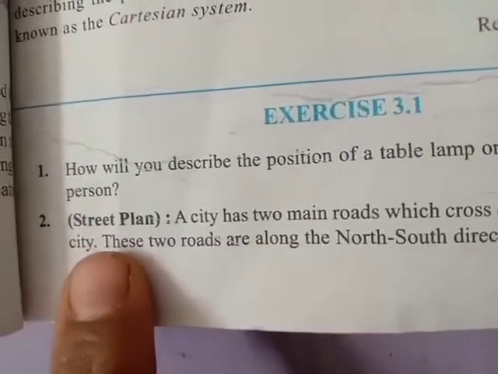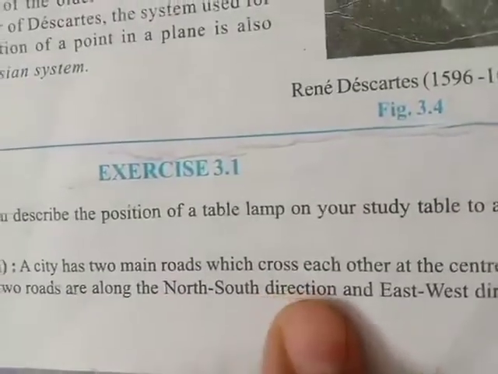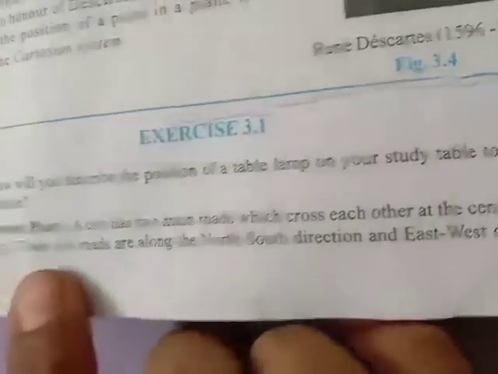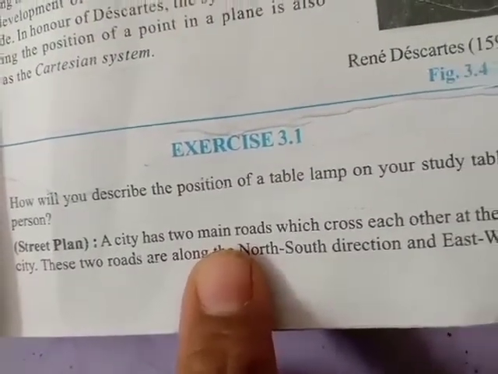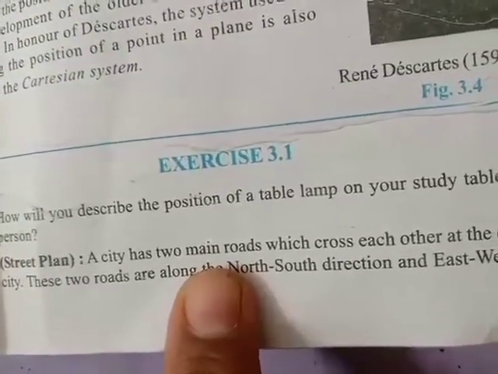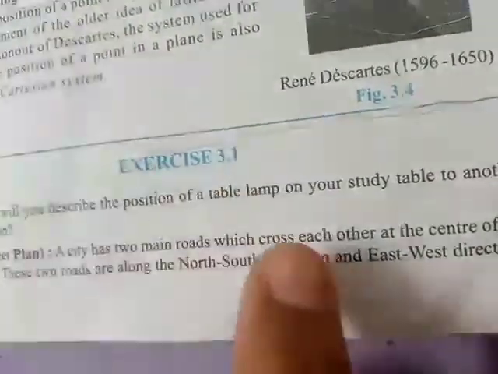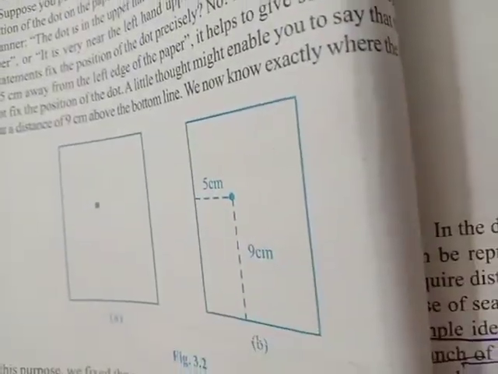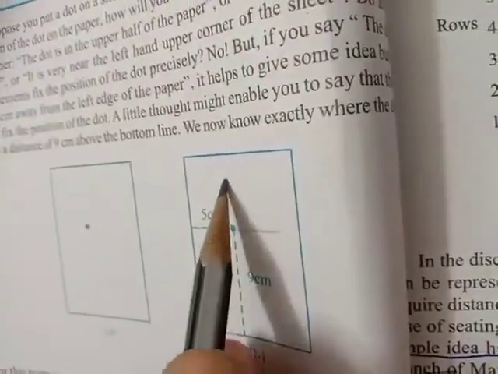Let's solve question 2 of exercise 3.1. Street plan. A city has two main roads which cross each other at the center of the city. There is a city, you can name it A city, which has two main roads, and which cross each other at the center of the city. Suppose this is the center of the city. And there are two roads which cross. See, this is one road and this is the other road.